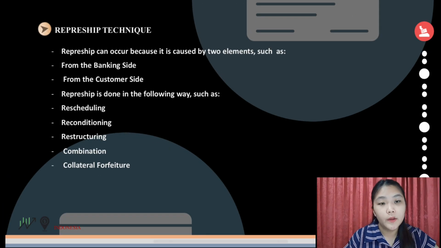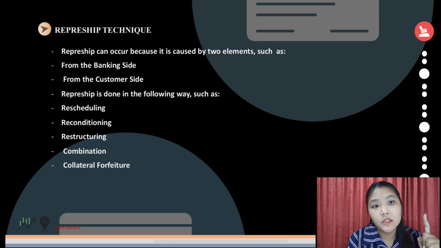Okay, now I will explain about the rescue technique. Problem credit can occur because of 2 elements. Number 1, from the banking side. This means that in carrying out the analysis, the analysis was not true, so that what should happen was not predicted in advance. Number 2, from the customer side, there are two things that make the credit bad. There is an element of intent. The customer deliberately does not intend to pay his obligations to the bank, so that the credit provided is bad. It can be said that there is no element of willingness to pay.